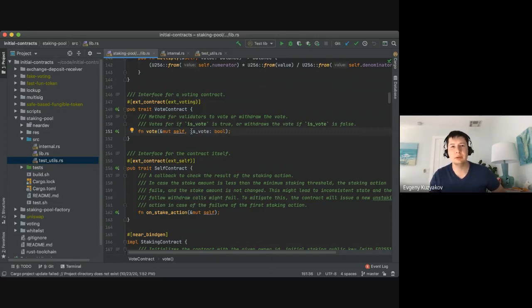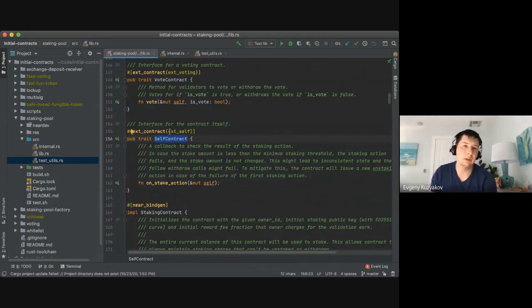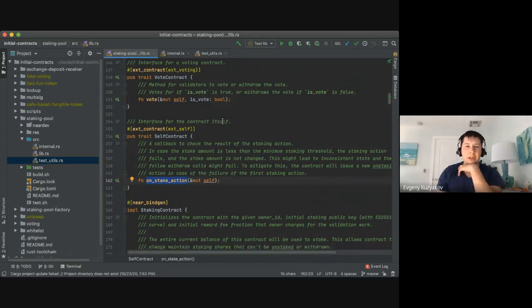And the macro behind the scenes will turn it into low-level promise APIs. The second interface is for a callback on ourselves, which is fairly common. You can call it ext_self. So when you need to do a callback and do something on the result of the asynchronous promise, you can have this type of interface. And what we do is check if the staking action succeeded. We might get to this detail if we have time.